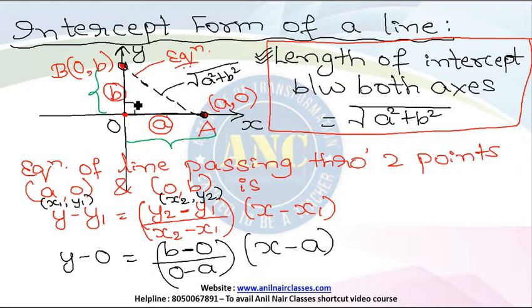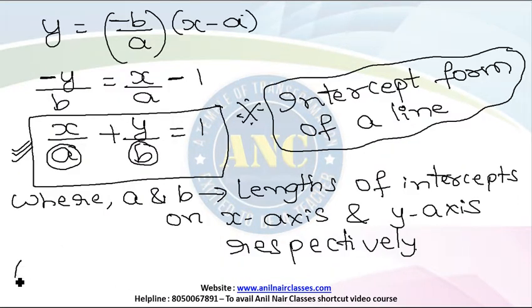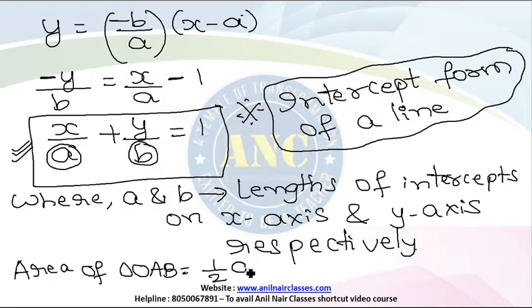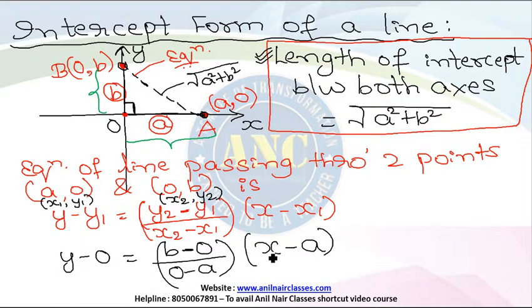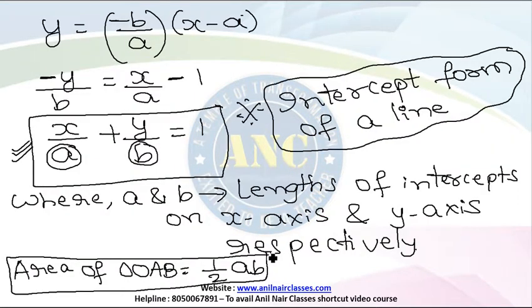Because this is a right angle triangle, what is the area of that right angle triangle? That also can be mentioned here. Area of the right angle triangle OAB is nothing but half into base into height. Base and height are a and b, so it is half into a into b. These are some things which I can derive from the intercept form of a line. Again and again I am saying, intercept form of a line is given by x by a plus y by b is equal to 1, where a is the x-intercept and b is the y-intercept.